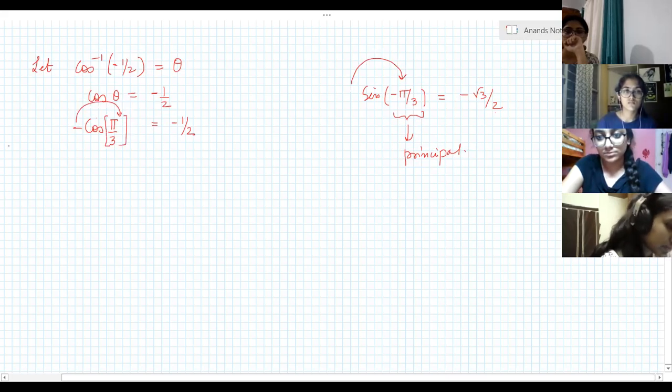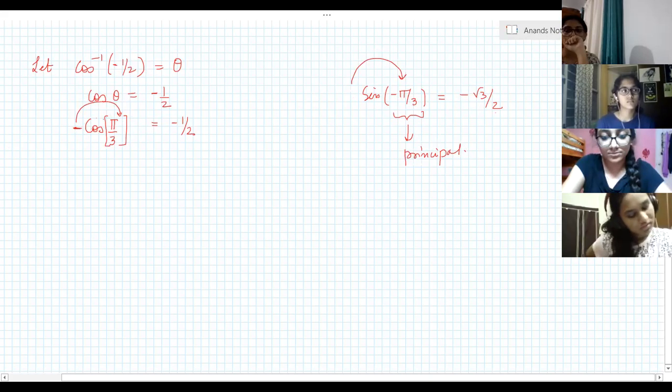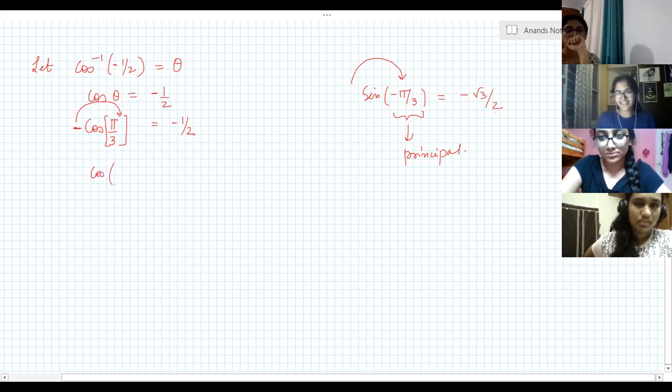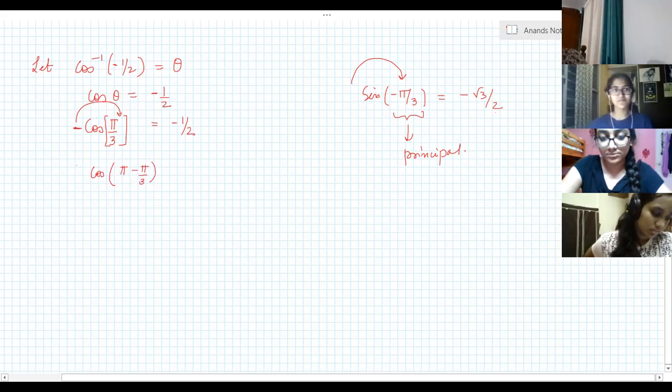Are you following what I'm saying? Minus cos pi by 3 is minus half. How do I take the minus away from outside and make it a part of the angle? So you can say pi minus pi by 3. Cos of 180 minus theta is minus cos theta. So this can be written as cos of 180 minus theta, because when you write it like that, you get minus cos theta. This is the trick here in inverse trigonometric ratios.